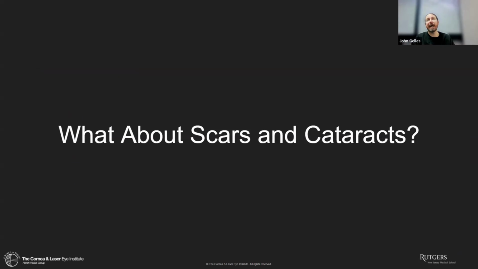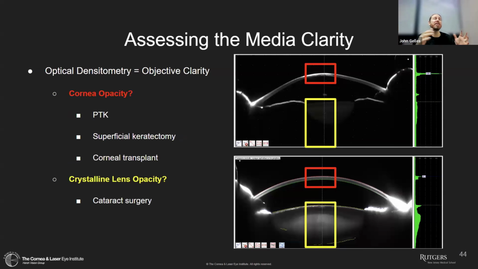So, what about scars and cataracts? Well, when I look at this, I always look at where's the scar? Where is the cataract, right? So, if we have a dense corneal opacity, they really got to have that addressed, right? And that's a surgical problem. They're either getting a PTK, a super K, or going through a corneal transplant. On the opposite side, if we see crystalline lens opacity, right, then that individual needs cataract surgery before we move forward. But how dense is too dense? We really don't know that yet.